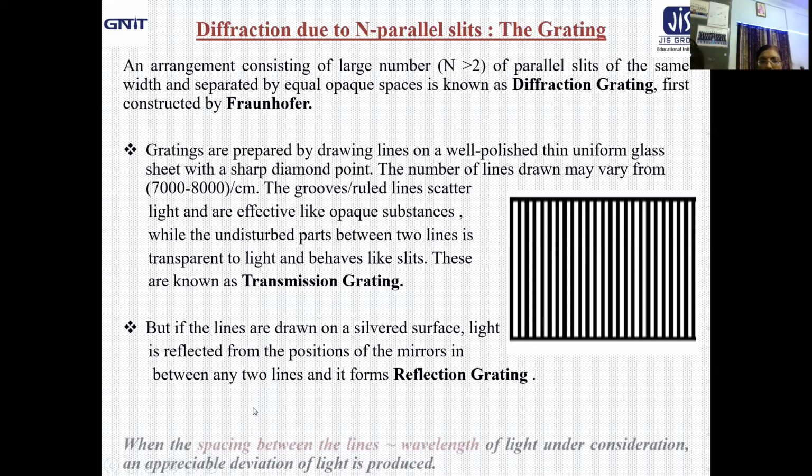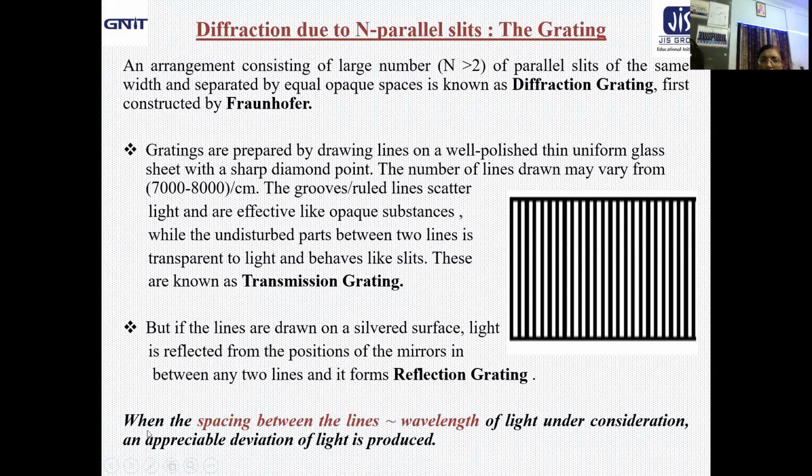Now for diffraction, we have to be careful about one thing which I already mentioned in my previous class, that is the spacing between the lines is of the order of wavelength. Previously, I mentioned that diffraction aperture must be of the order of wavelength of light under consideration. Then only an appreciable deviation of light is produced, that is diffraction phenomenon you will get. In case of grating, spacing between the lines must be of the order of wavelength.